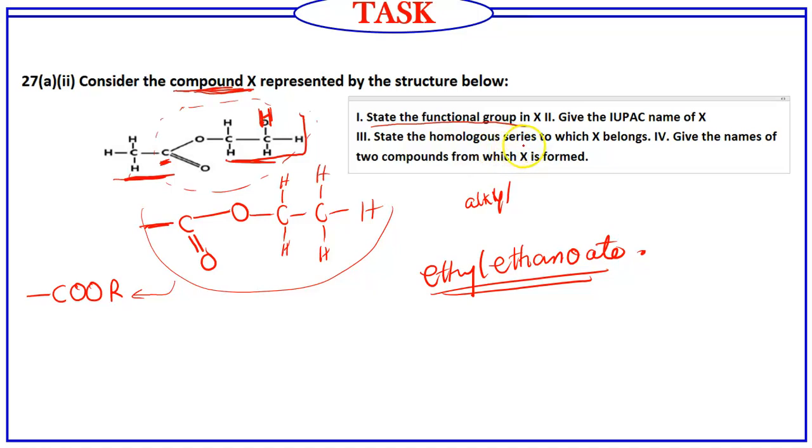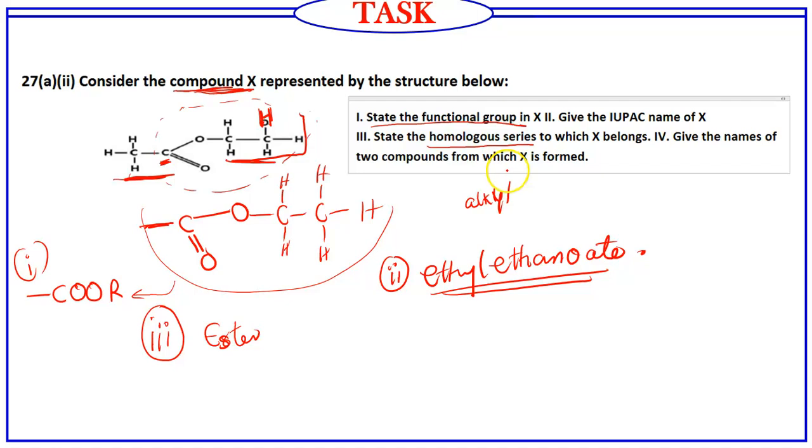State the homologous series to which X belongs. We've been mentioning the name all this while. It belongs to the ester family. So this one is II. Okay, this one is I. I says the family, the homologous series. It is an ester, or you say alkanoate.